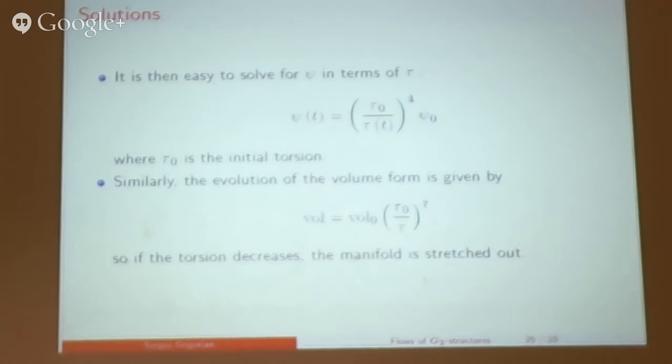Remember that in this case the Ricci curvature is also proportional to the square of the torsion. So if torsion decreases, the manifold becomes bigger and bigger, so it becomes less and less curved. That's the basic idea here. Conversely, if the torsion is increasing, the manifold is being squeezed, becoming smaller and smaller, so it becomes more curved.